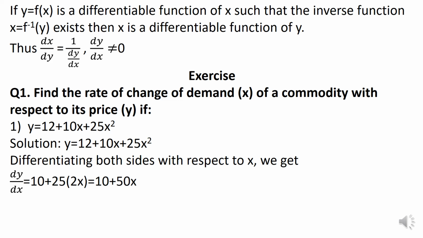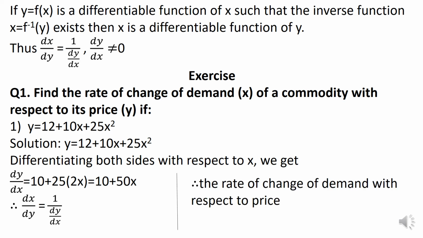So, simplifying the answer, it comes out to be 10 plus 50x for dy by dx. Now, we have to find dx upon dy over here. So, we find dx upon dy by using the formula 1 upon dy by dx. Thus, we get the rate of change of demand with respect to price as a reciprocal of our answer for dy by dx. That is, it comes out to be 1 upon 50x plus 10. So, this comes out to be dx upon dy.